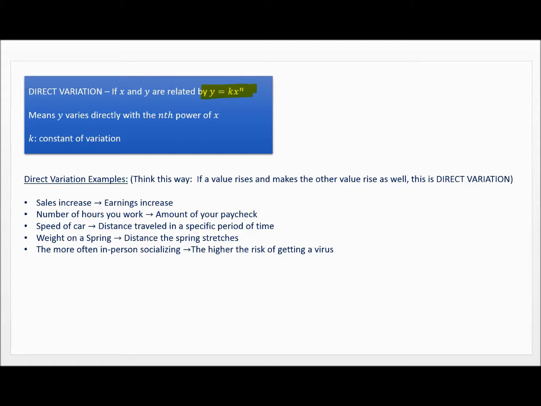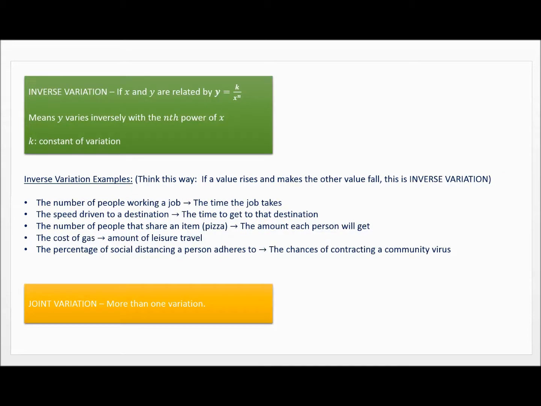Okay, and the last example, not the only, but the last example, the more often in-person socializing, the higher risk of getting the virus, right? So the social distancing we have going on, if you do the opposite, if you socialize, then the higher the risk of getting a virus. All right, so those are all directly related. Now let's do some problems and see if we can use that information to actually solve a problem. Actually, I lied to you. Let's talk about inverse variation, also called indirect variation, before I move on.